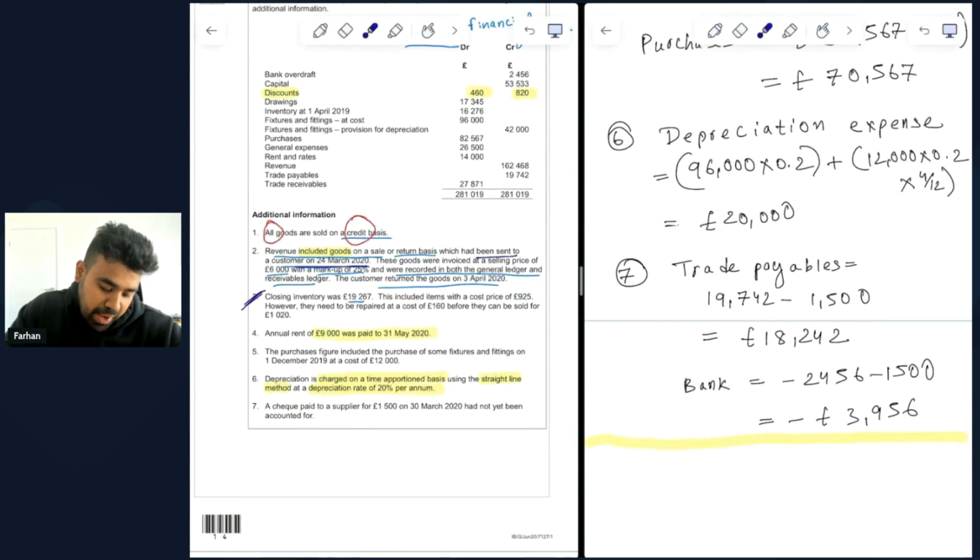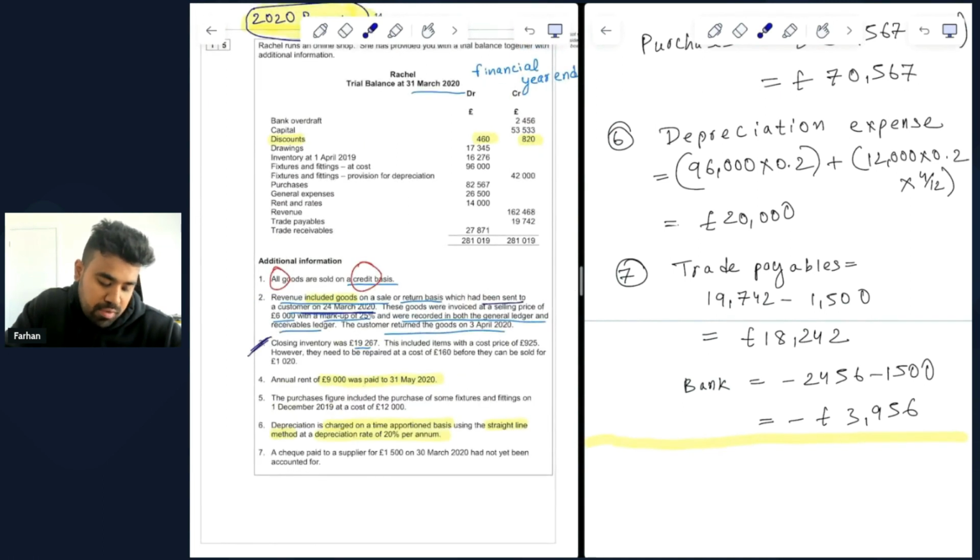At the same time, what happens to the balance of the bank? So the balance of the bank originally given in the trial balance was an overdraft in itself, which is why it is on the credit side. Because this is an overdraft, this is not what we categorize as an asset, but rather a liability because Rachel owes the bank money. And that is why, because it is a liability, it was included on the credit side to begin with. So a bank overdraft of 2,456 on the credit side simply means that Rachel has a negative balance in the bank account, which is minus 2,456.